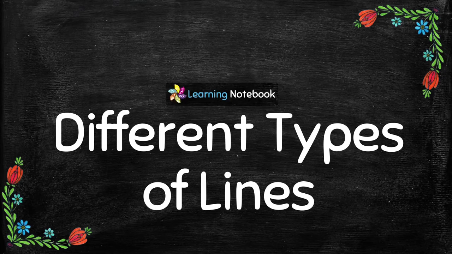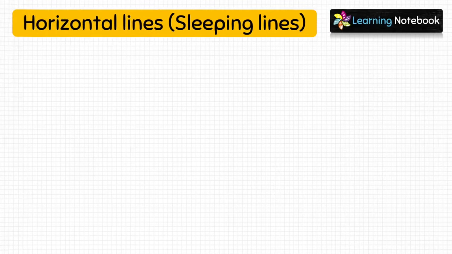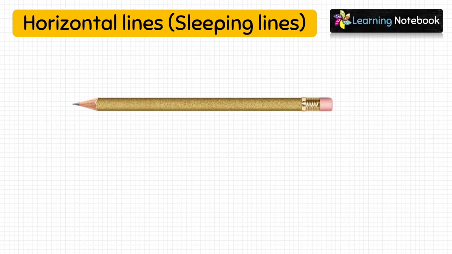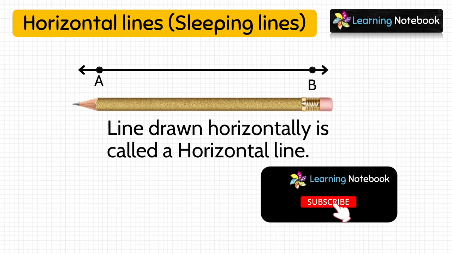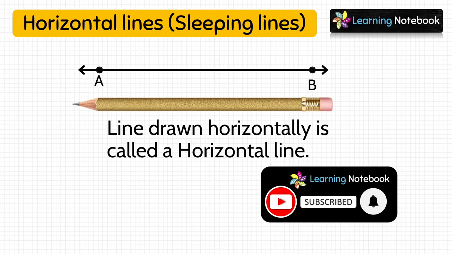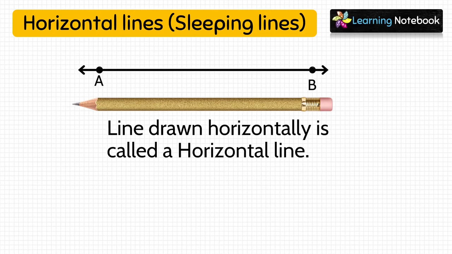Now let's learn different types of lines. So first type of line is horizontal line, or we can call it sleeping line. Like here, this pencil is lying flat on the ground, or we can say that this pencil is lying horizontally. Similarly, a line drawn horizontally is called a horizontal line. Like here, this line AB is drawn horizontally and therefore it is a horizontal line.